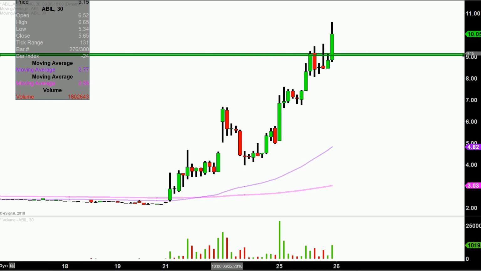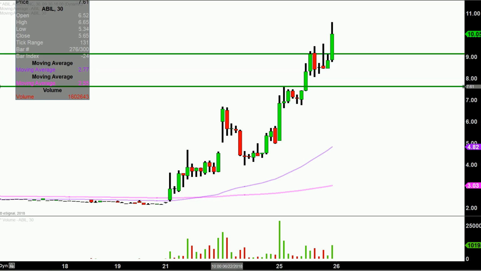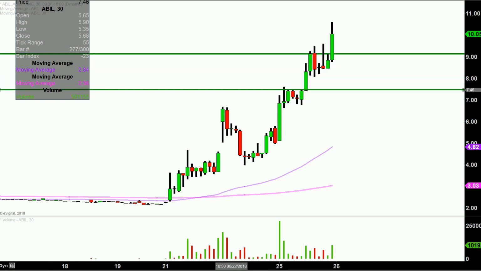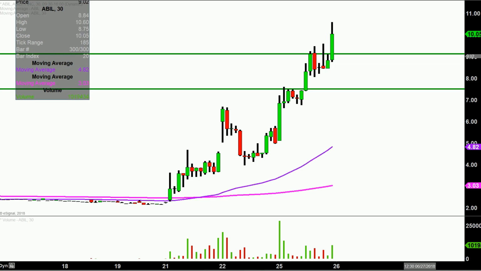Next level of support after that would be this previous breakout point, and that sits down there around $7.50. So $9 and $7.50, two of the near-term levels of support.